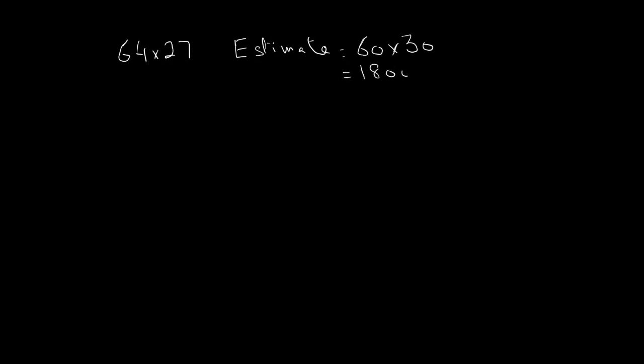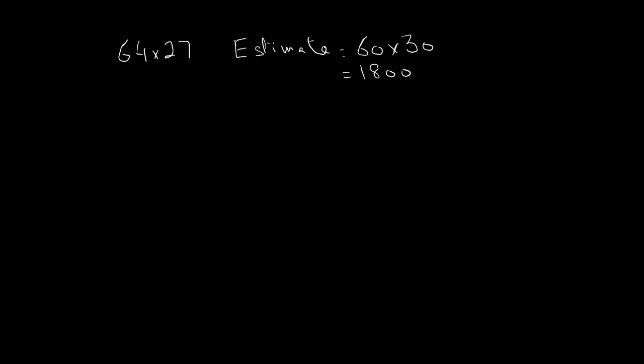Try to do 64 times 27. If I estimate it, this is approximately going to be maybe 60 into 30, and that will lead to an estimate of 1800. But now let's actually do the calculation. So when I do the actual calculation, let's do it first the long way.